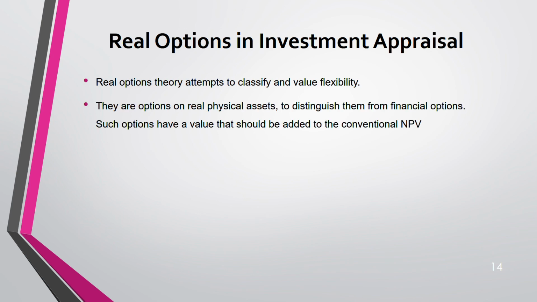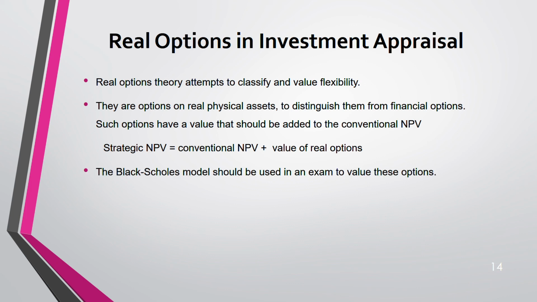Second, they are options on real physical assets. Remember, I told you from before, when I started this, that this option and the financial options that you use to hedge your currency risk and interest rate risk are different. This is for a real physical asset that you have an option on. So the value of this option should be added to your net present value. So this is how it goes: net present value plus value of real option. The Black-Scholes option pricing model should be used in an exam to value this option. Anytime a real option is given, use the Black-Scholes option pricing model.